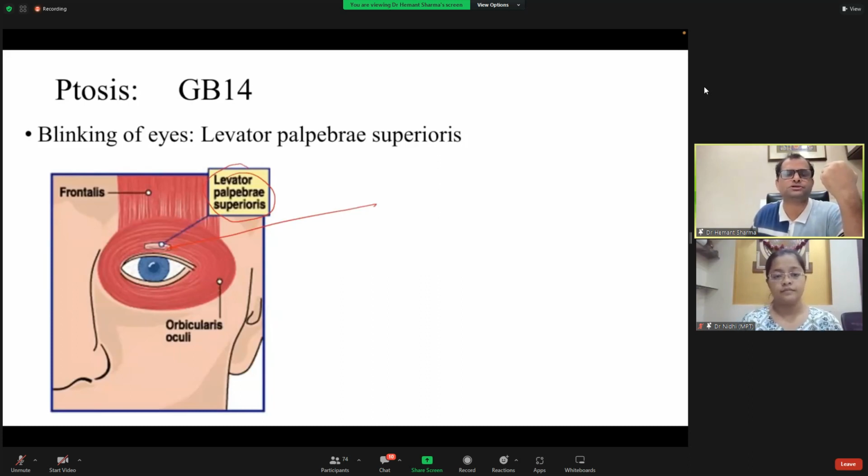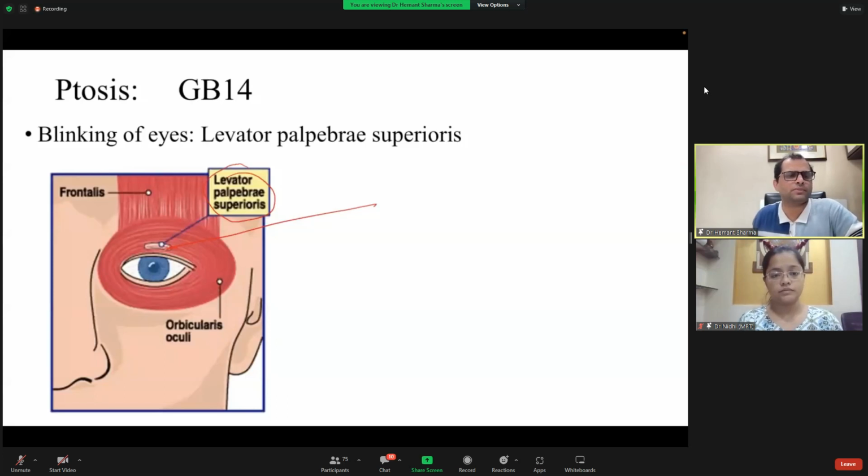Palpebral superioris, who is lifting the eyelid up, जो हमारी eyelid को ऊपर की तरफ उठाए, एलिवेट करे, उसे एलिवेटर यानी लेवेटर कहते हैं, लेवेटर palpebral superioris.